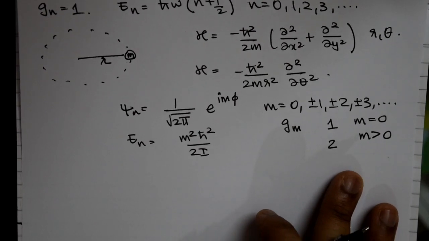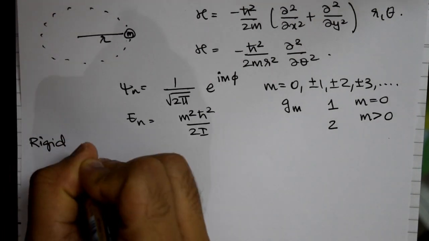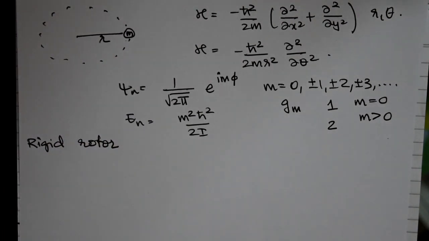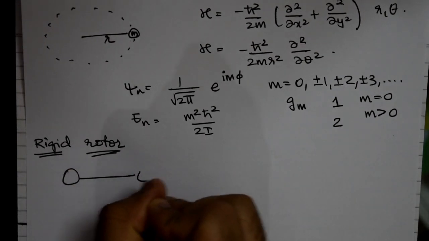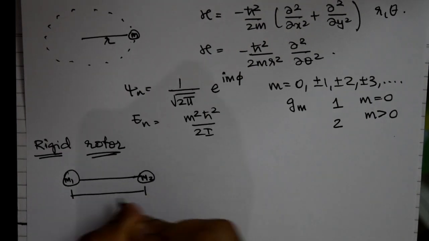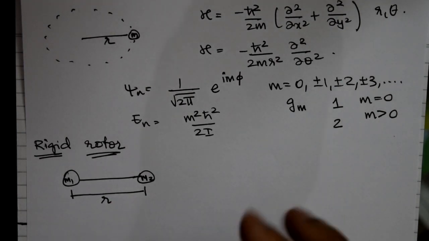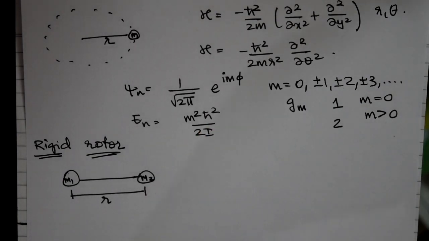After having done this, the next step is to understand the rigid rotor model. The rigid rotor model helps you understand how bond rotations can be modeled. So what do we mean by that? Let's say we have two bodies, M1 and M2, that are connected by a bond. In this case, we assume no vibrations happen, just as a starting model assumption. When the bond distance is given by R, we are trying to understand, when this bond rotates across every possible axis, what wave functions come up when you have something like a quantum rigid rotor.